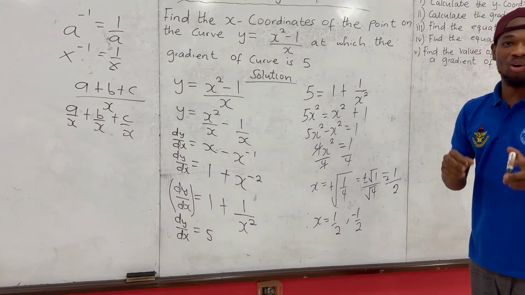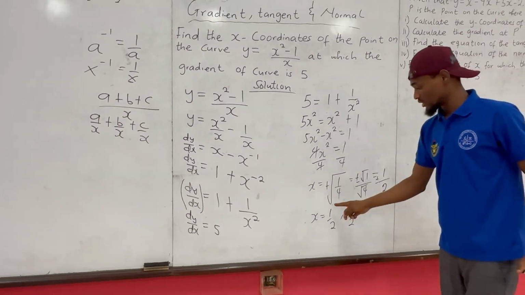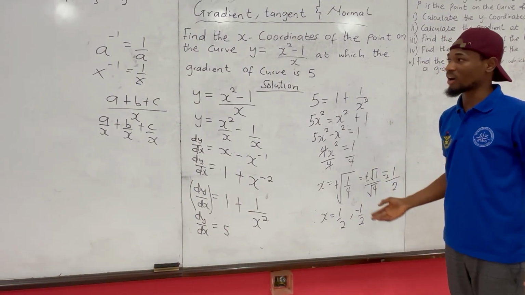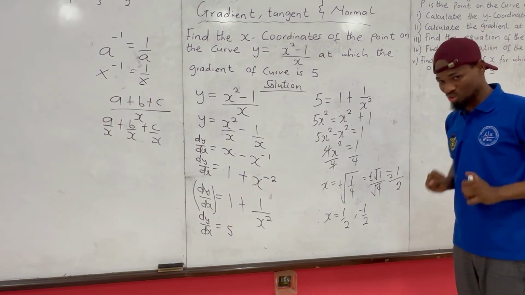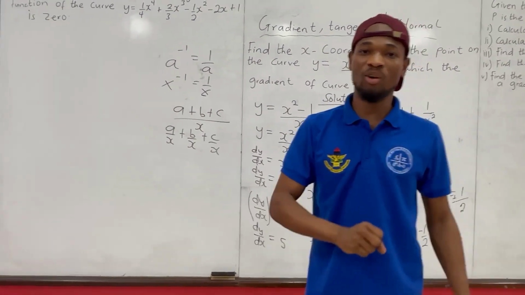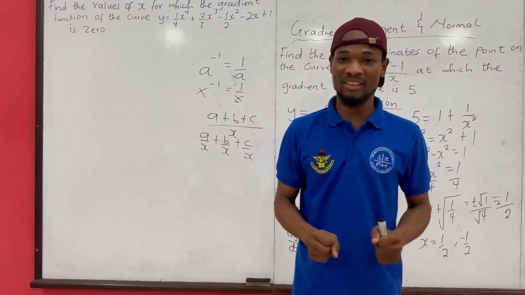So the x coordinate is equal to 1 over 2, then negative 1 over 2. Viewers, this is the end of the lesson.